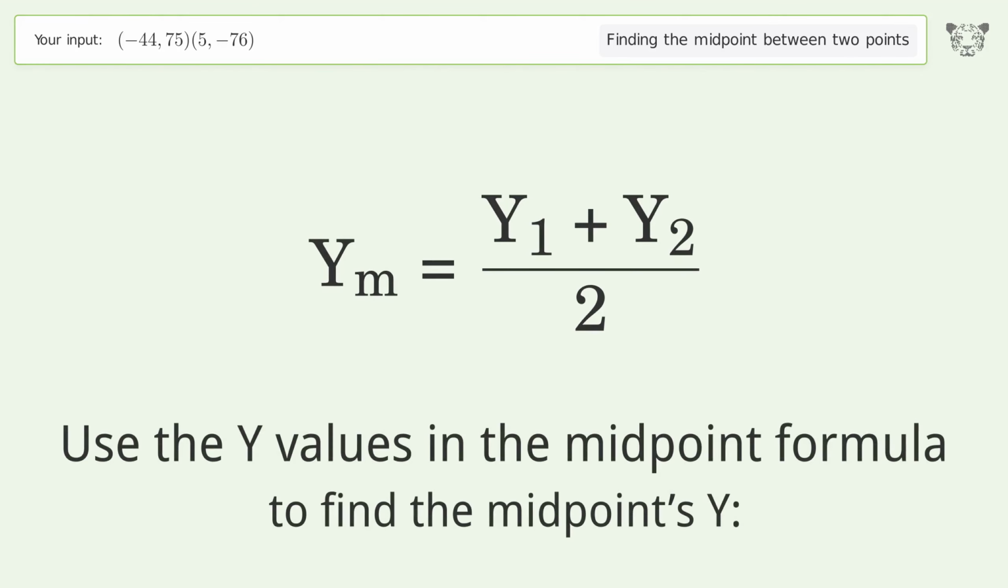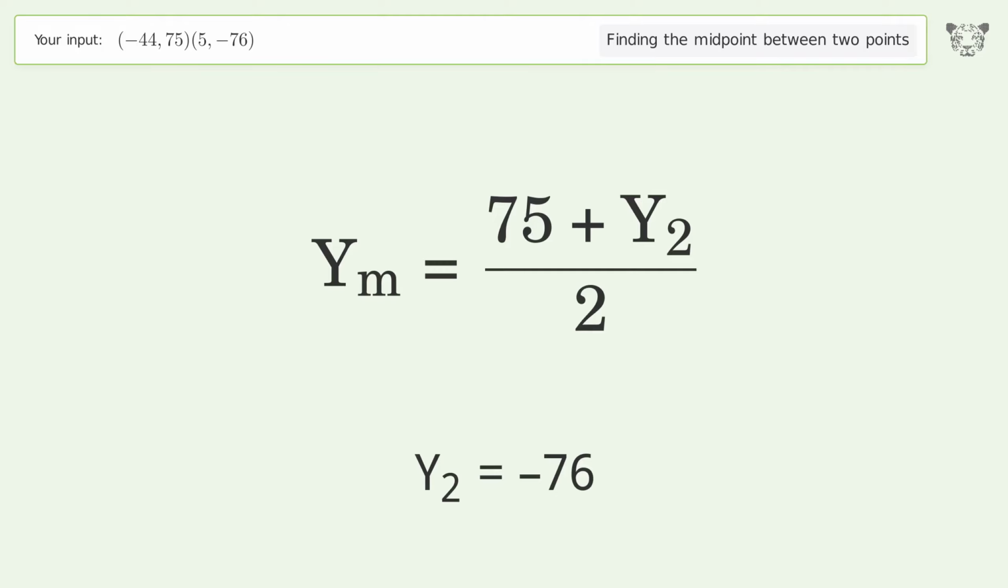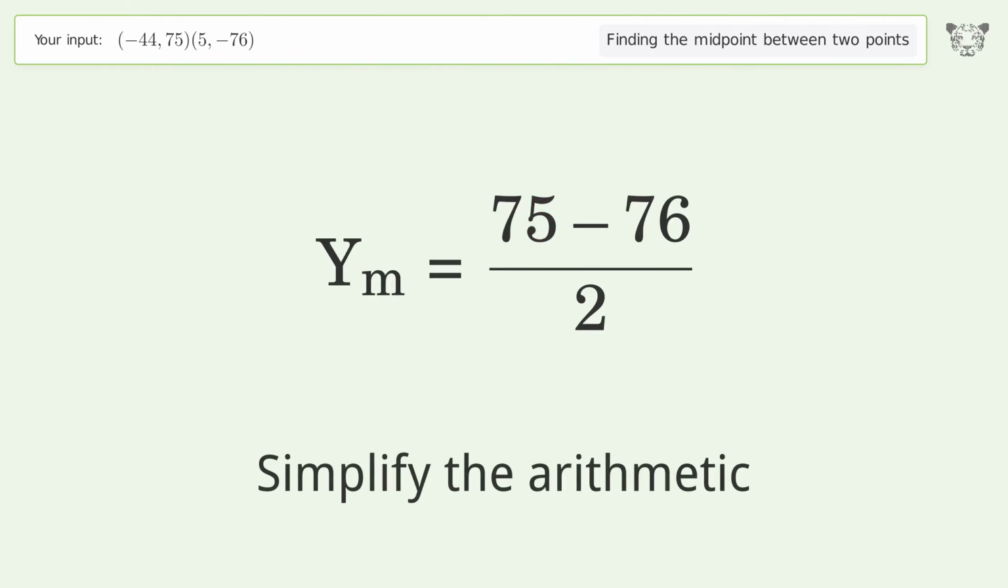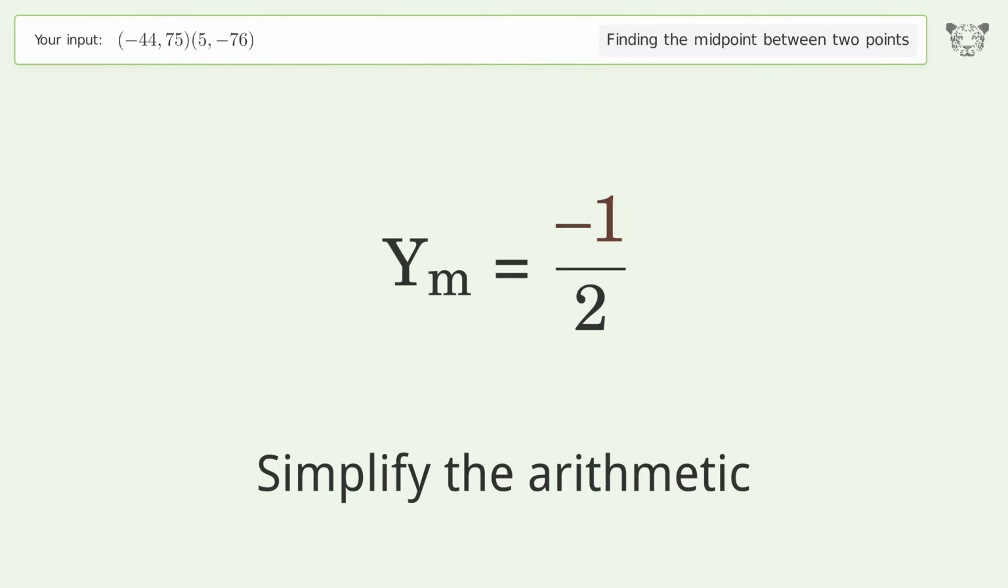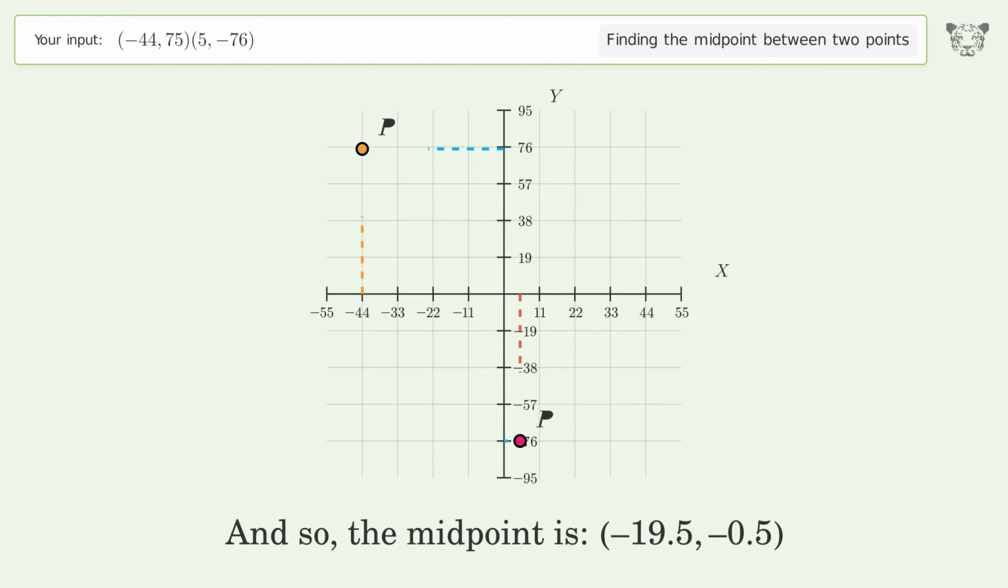Use the y values in the midpoint formula to find the midpoints y. y1 equals 75. y2 equals negative 76. Simplify the arithmetic. And so, the midpoint is negative 19.5, negative 0.5.